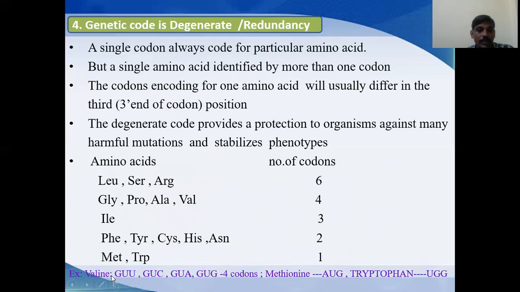For example, valine is identified by GUU, GUC, GUA, and GUG. In these cases, you can observe that the third position of the base differs, while the remaining two are the same. Here U is replaced with C, then with A, and the last one is G, even though they identify only a single amino acid, valine. But methionine is identified only by AUG, and tryptophan only by UGG.